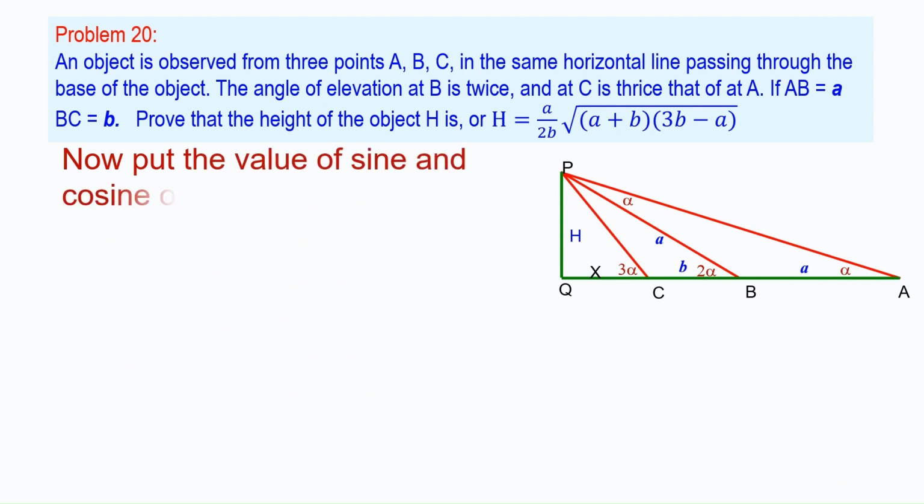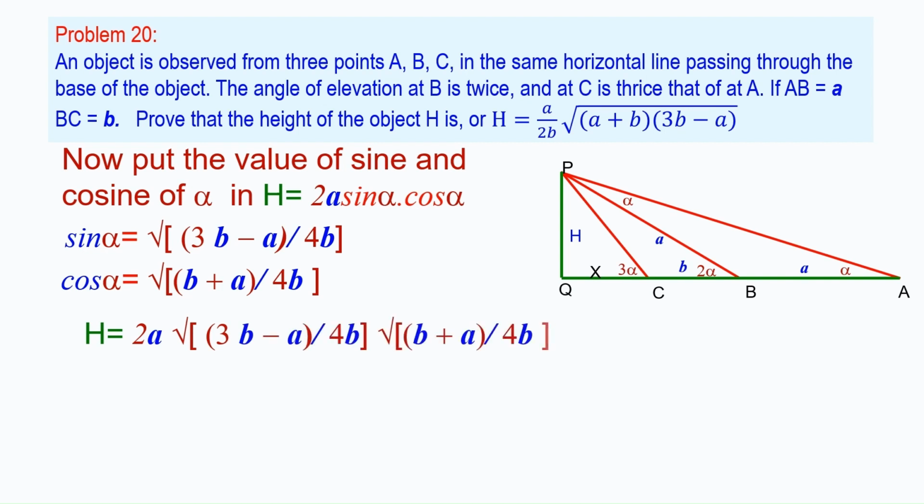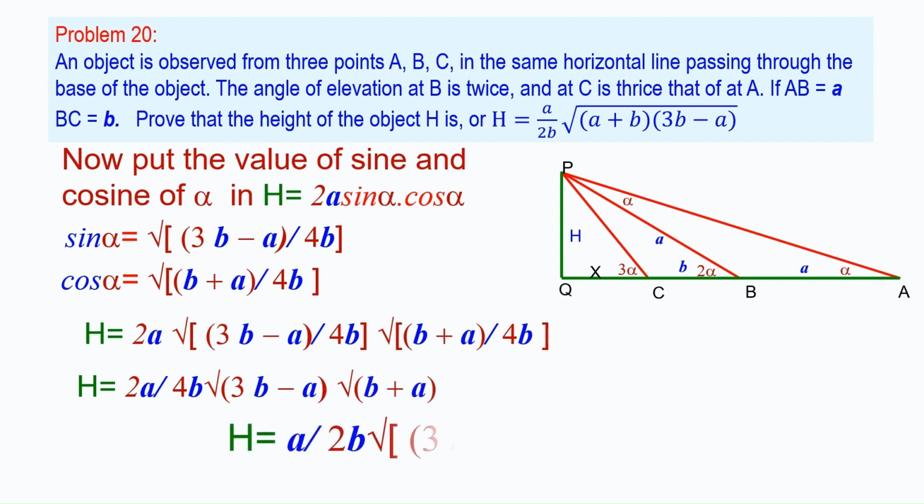Now we have both sine and cosine of alpha, which we can put in h equals 2 times a multiplied by sine of alpha and cosine of alpha. Solving it further, follow the steps as shown, we get the required form of answer. That is, the height of the object is a divided by 2b multiplied by under root of (a plus b) and (3b minus a).